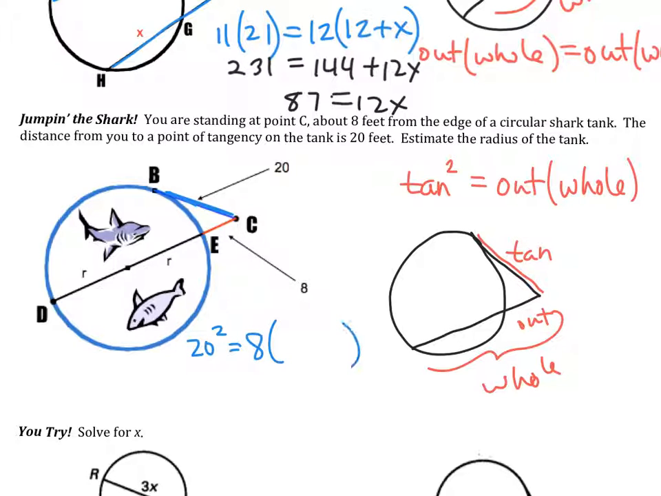Applying it here, 20 squared is equal to the outside, 8, times the length of the whole thing. What would the whole thing be? 8 plus R plus R. What's R plus R? 2R. So can't we just say 8 plus 2R?